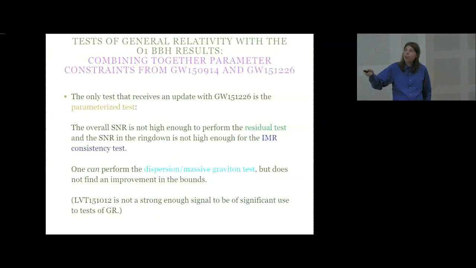But also this is the only one that could have received an update. The overall SNR is not high enough to perform the residual test. The merger-ringdown is not high enough to perform this merger test. You can perform the massive graviton or dispersion test, but you don't actually find an improvement, so this has to wait for more data. And of course, you might say, well, what about this other event that you think is most likely astrophysical? It turns out even if you treat it as astrophysical, it's not high enough SNR to actually help with these types of tests of GR. These really require top-of-the-line high SNR signals, just because you're looking for small deviations in already very small signals.